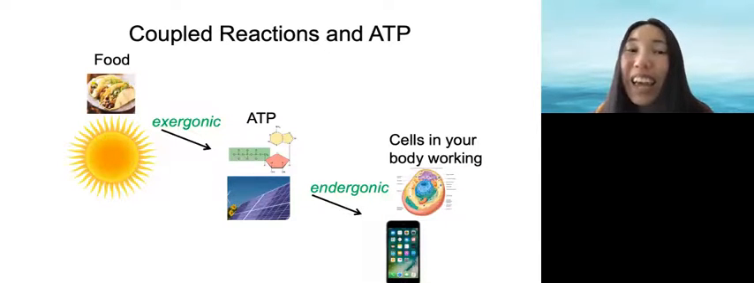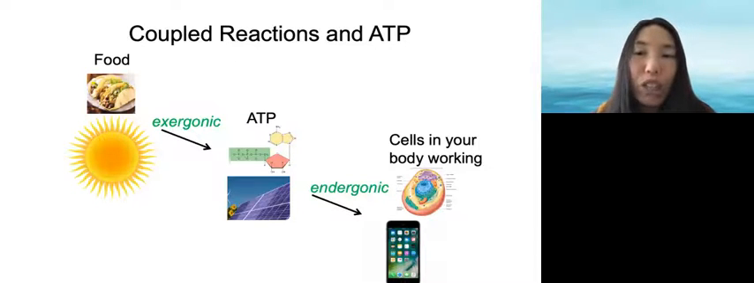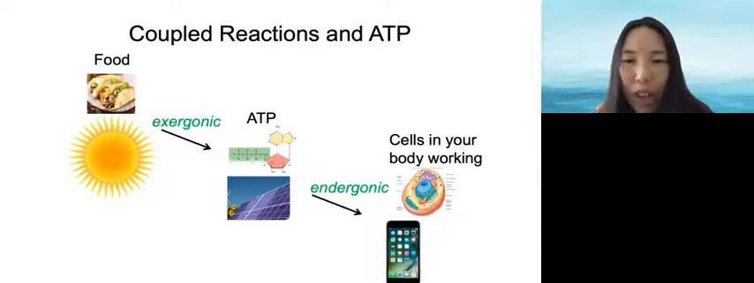Notice our cells cannot directly use energy from food, just like the cell phone cannot directly use energy from the sun. It needs to go through this coupled reaction. First reaction is food to ATP, and second reaction is ATP to cells.